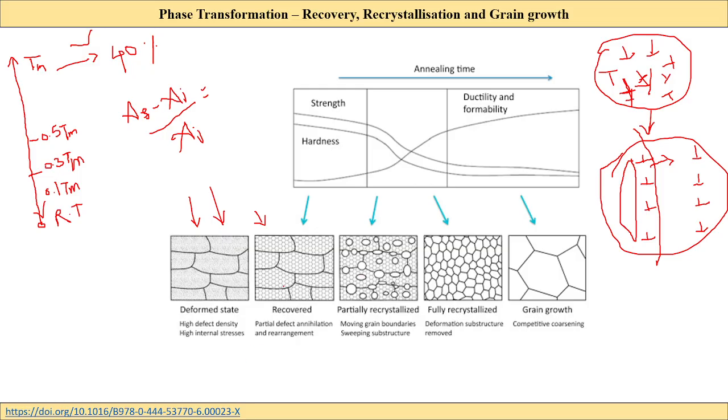So you can see at recovery we have partial defect annihilation. So what is partial defect annihilation? That means, for example, if I have a positive and negative dislocation, a positive dislocation is nothing but an extra half plane. If I am seeing from one specified position inside a material, I have an extra half plane here and I have an extra half plane here, right? So this is called a positive dislocation, this is called a negative dislocation. It's just the point of view, that's all, from where we are looking.